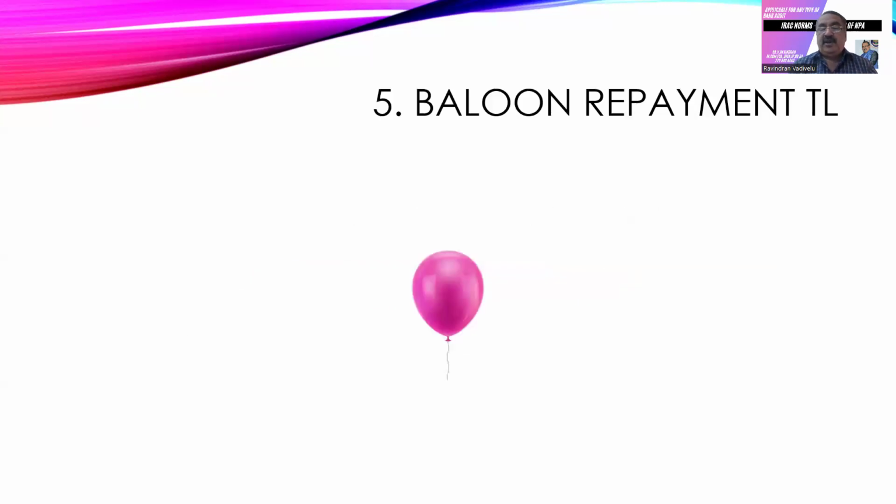Next one is balloon repayment. Just see the balloon. It grows like this. When you blow into the mouthpiece, it is small, then it grows. Just like that, in the first year, the repayment of loan is small. Then it increases. Next year it increases, third year increases. So just like a balloon, the repayment is fixed. And all other workings of 1, 2, 3 are applicable for the balloon repayment.